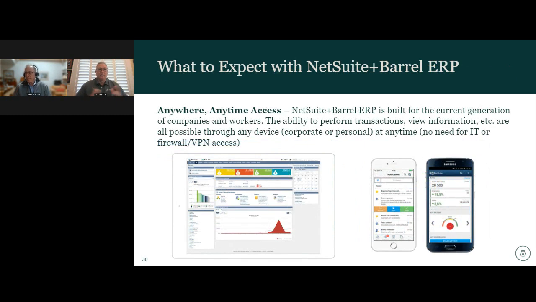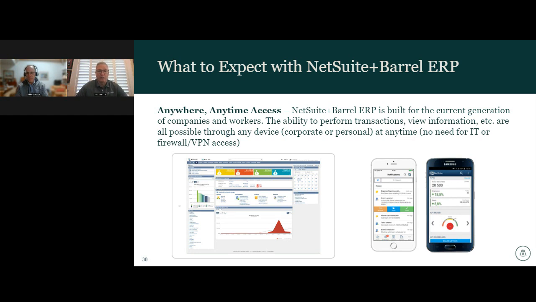The other thing is anytime, anywhere access. If you think about the world, 10 years ago, you would have probably called someone up and been on a call trying to get data. Now you want data right then, right now. And if you have to wait for it, you're probably not very satisfied with that. And the same thing goes with your employees and your vendors and your customers. So the ability to have real-time data that can be accessed from anywhere, anytime, without the need for IT.